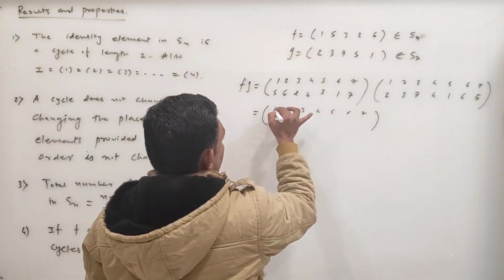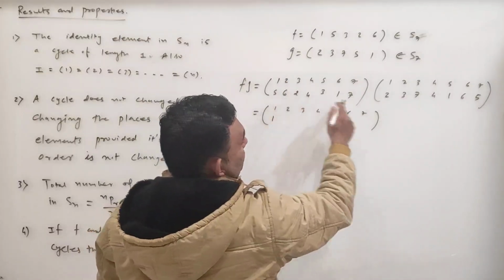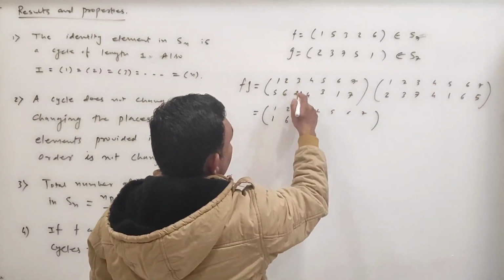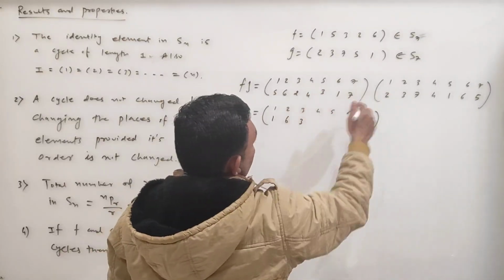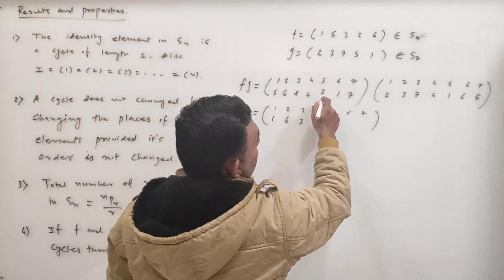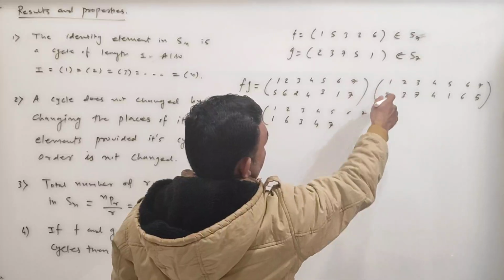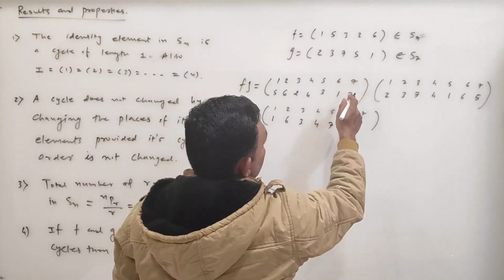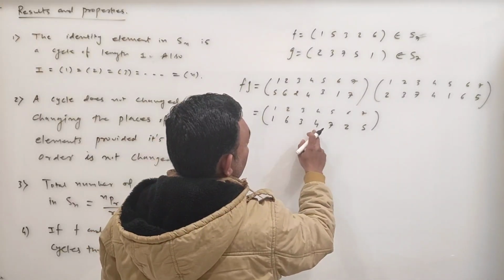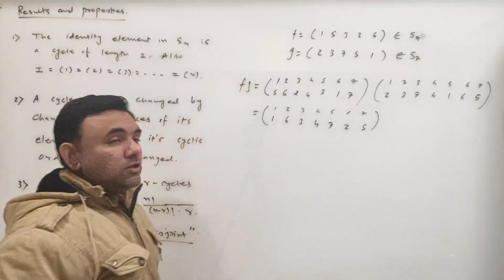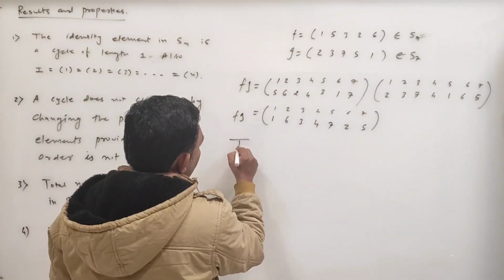Okay, 1 goes to 5, 5 goes to 1. 2 goes to 6, 6 goes to 6. 3 goes to 2, 2 goes to 3. Now for 4, 4 goes to 4, 4 goes to 4. For 5, 5 goes to 3, 3 goes to 7. For 6, 6 goes to 1, 1 goes to 2. And for 7, 7 goes to 7 and 7 goes to 5. And let us verify 1, 2, 3, 4, 5, 6 and 7. Yes, so we have this f into g. But now the second way is what?